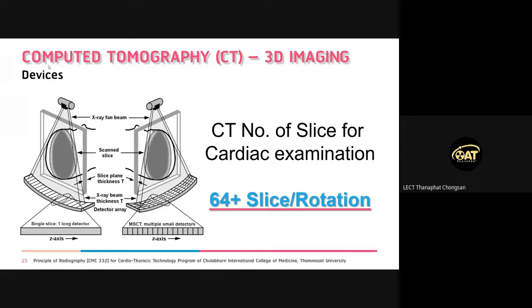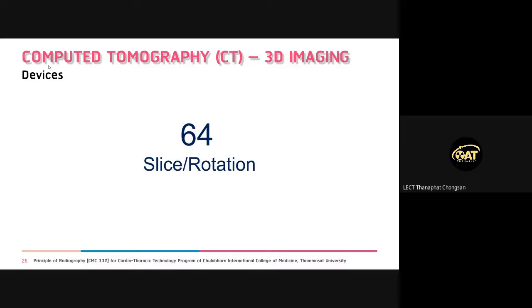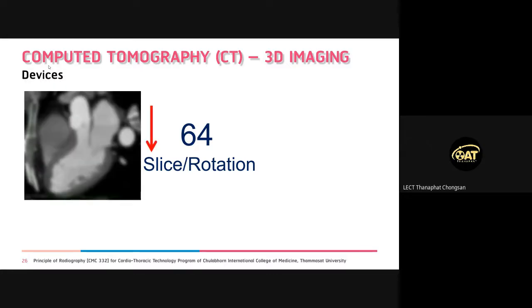And the suitable slice number per rotation for cardiac CT examination is shooting 64 slices or more per rotation, which can give good resolution for cardiac examination by CT machine. This slide will tell you about a comparison between more than and less than 64 slices per rotation. If we use less than 64 slices per rotation in cardiac examination, we will get low resolution or a blurred image. Everyone cannot see anything in the heart chamber.